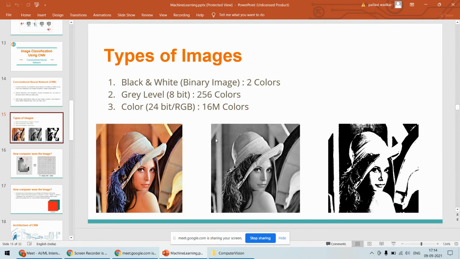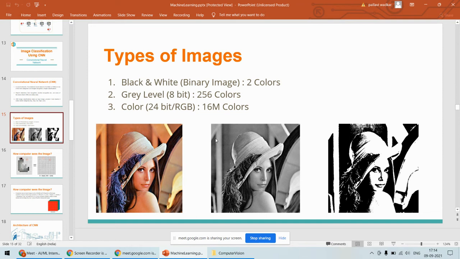Though it looks like a black and white image, you may say it's a black and white image only, but not. It's the color image, sorry, color or the gray level image, we can say. It is having 256 number of colors, and it is an 8-bit image. So 8-bit stands for 0 to 255, that means a total of 256 colors are there in the image at the center.